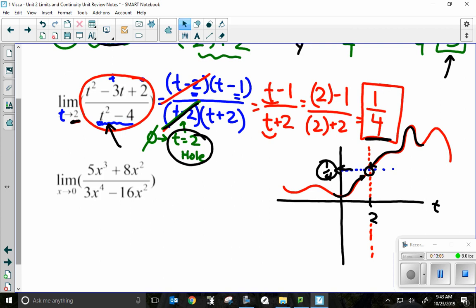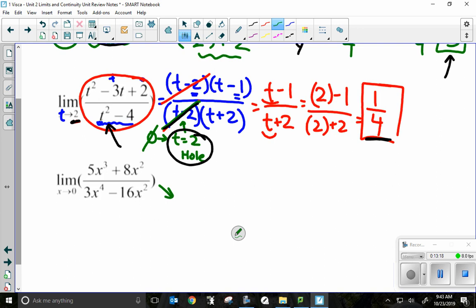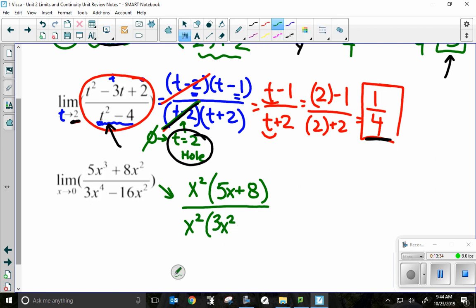Let's try this last one. Obviously, I cannot substitute a 0 in for this x, so I'm going to have to factor. I can take an x squared out of the top, so we have 5x plus 8 over, and I could definitely take an x squared out of the bottom. That leaves me 3x squared minus 16. Okay, these cancel.